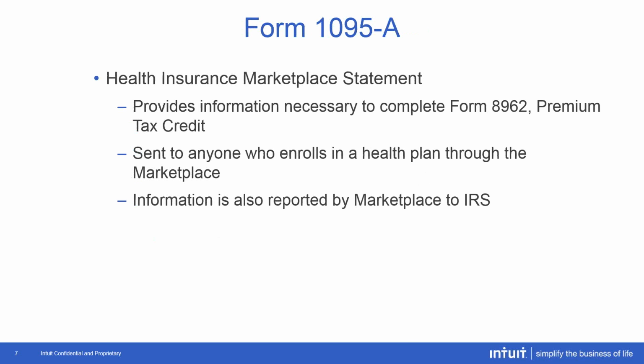So first off, again, this is mandatory for 2014. Health Insurance Marketplace Statement, providing information necessary to complete the 8962 premium tax credit. It's going to show you coverage by the month that the taxpayer would have had, advance payments of the premium tax credit, the premiums themselves. It's sent to anyone who enrolls in a health plan through the marketplace, whether or not you're eligible for the premium tax credit. And this information is also reported by the marketplace to the IRS.